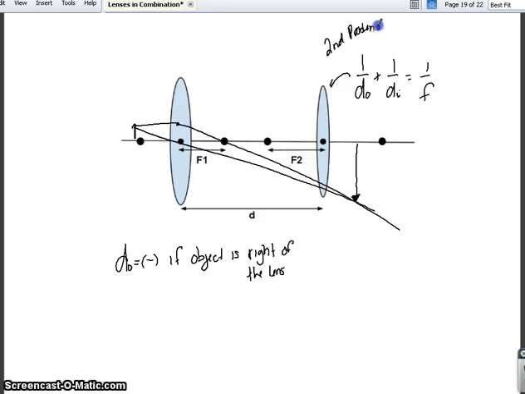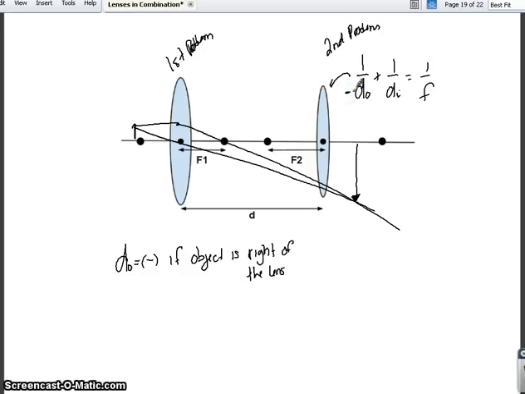This would be our second piece. So this would be our first step, or our first problem. We would solve for this, and we'd find the image to be back here, okay? We would solve for this, and so when we plug in this number for this lens, this is going to be negative.